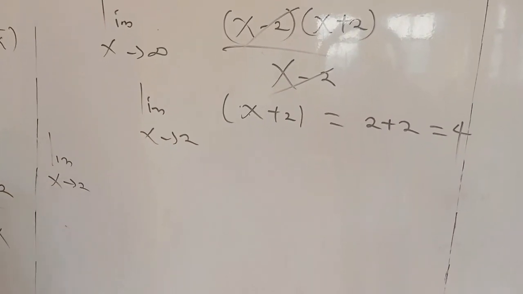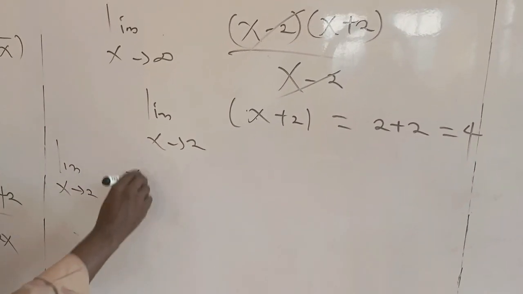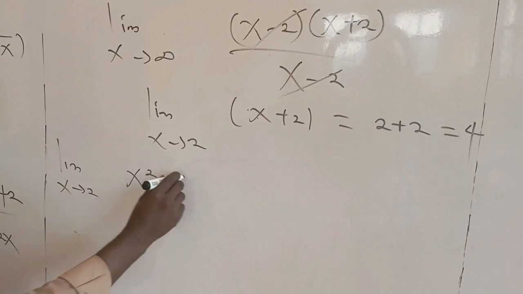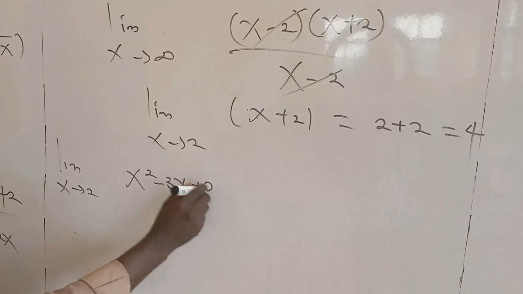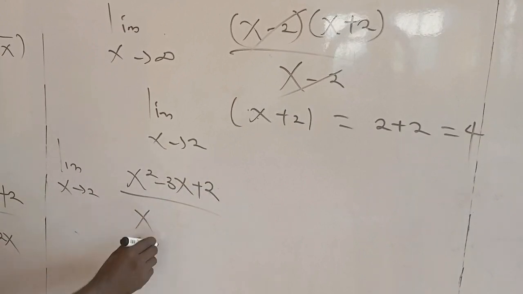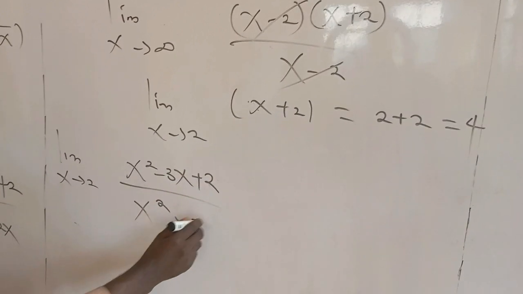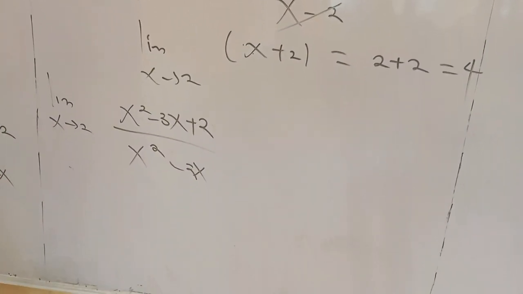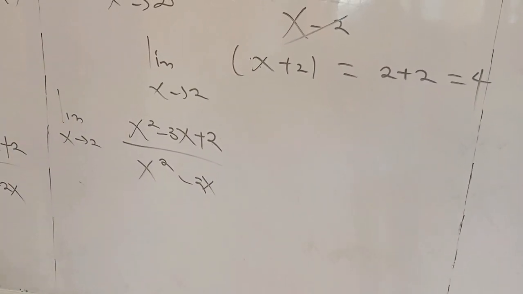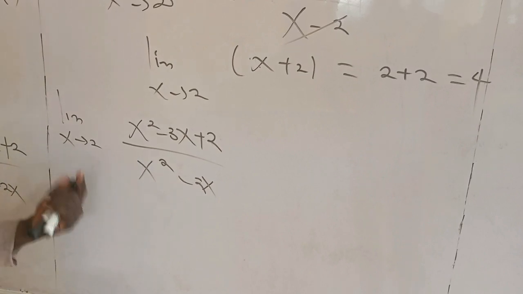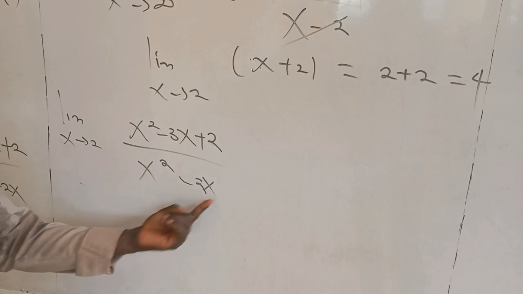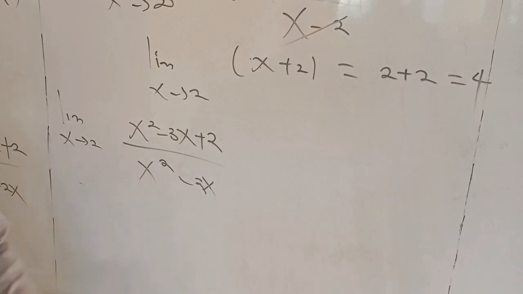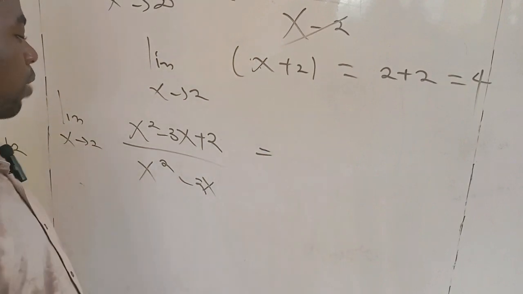So we move on to the last question, and the last question says the limit as x approaches 2 of x squared minus 3x plus 2, divided through by x squared minus 2x. Okay, so for this, although x approaches 2, 2 squared is 4, 2 times 2 is 4, so 4 minus 4 is 0, and we don't want to divide by 0. So we can actually factorize.